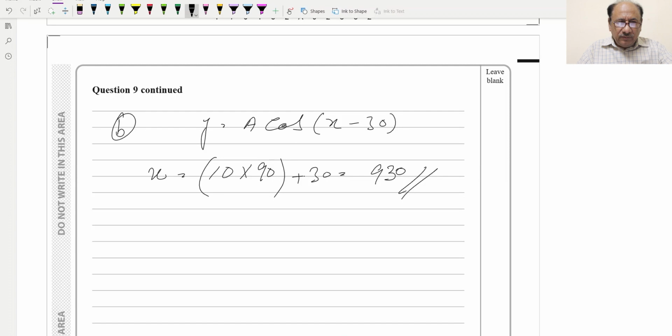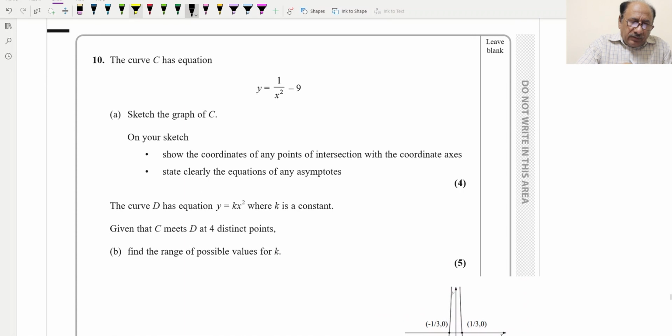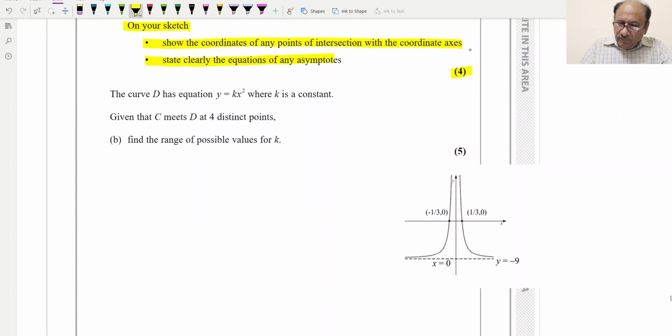And this is done. Now we can move to question number 10. Question number 10 says, the curve C has equation this one. Sketch the graph of C. On your sketch, show coordinates of any points of intersection with the coordinate axis, and state clearly the equation of any asymptote. This is a 4-mark question, and we will be solving it. Basically, this is a graph which is not part of the question paper. I have inserted it for your explanation.